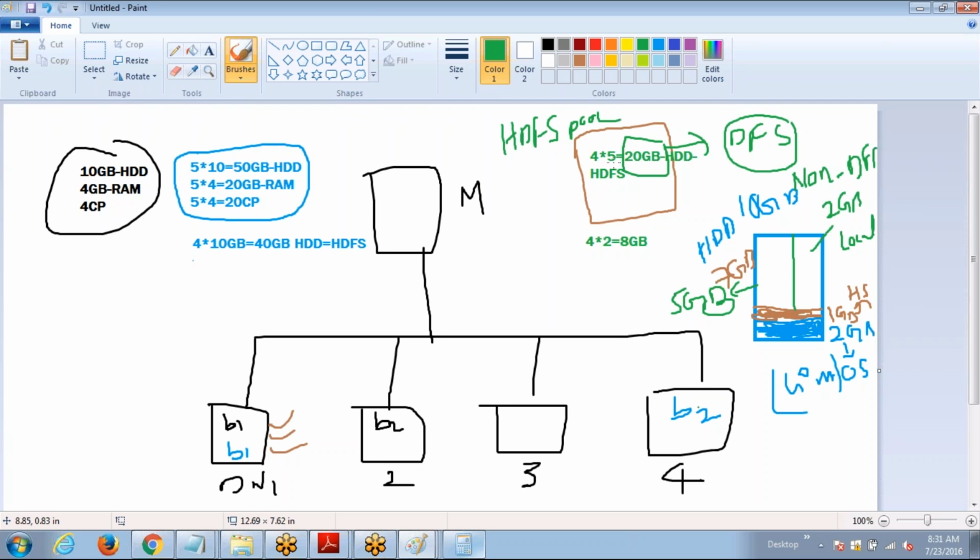4 into 5 GB would be 20 GB of hard drive, which is the 20 GB of HDFS file system I have overall. So I can accommodate only 20 GB of space in terms of the HDFS file system, which is your DFS capacity. What is your DFS capacity here? 20 GB distributed file system. What is non-DFS? It is nothing but whatever you allocated for your local, that is your non-DFS.